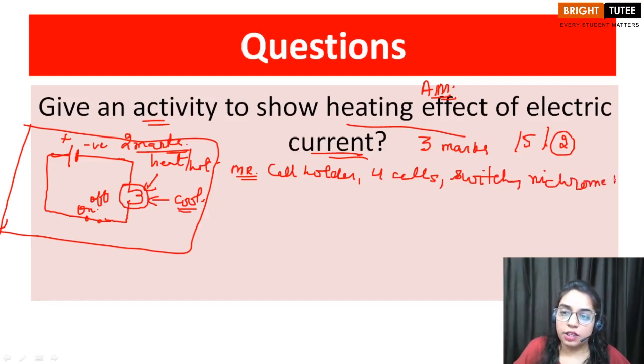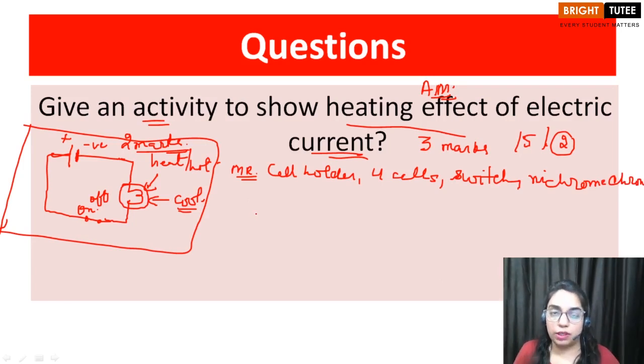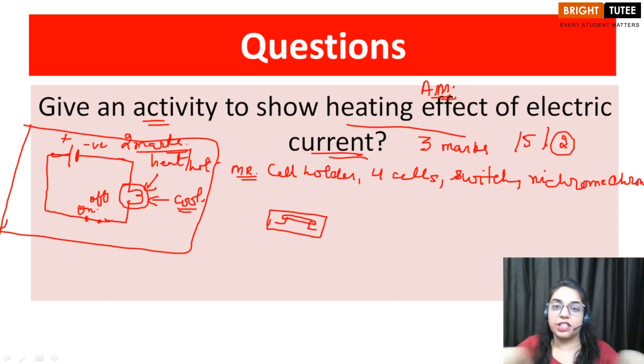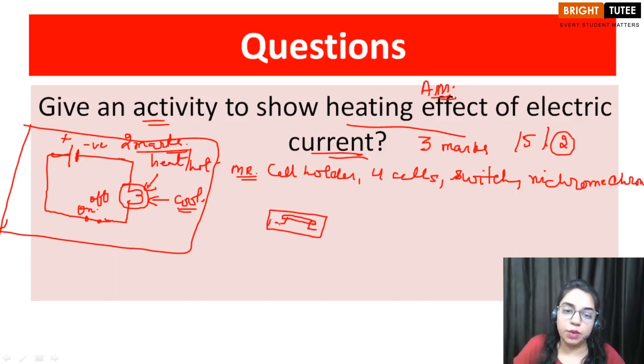Okay children, so let us see how we can make the setup for this. First of all, we will make a cell holder. We will recall the steps in which we can create a cell holder. We will take a wooden block. We are going to place 2 metal strips, and we will ensure that they are tight by placing a rubber band over the 2 metal strips, and we will connect the 2 ends of these terminals with the connecting wire.